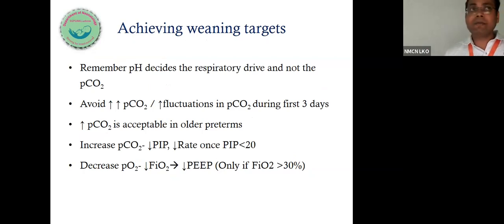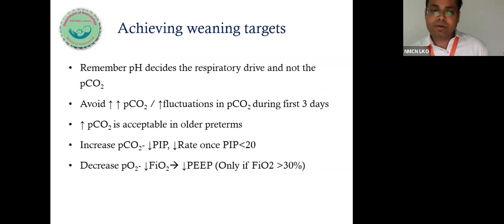One of the most important points is that we should remember that pH determines the respiratory drive, and it is not PCO2. So we can tolerate permissive hypercapnia in babies, but in the initial days we should avoid a rise in PCO2 of more than 65 millimeters of mercury, or increased fluctuations in PCO2. If we want to increase the PCO2 for practicing permissive hypercapnia, we can decrease the PIP and rate. And if we want to decrease the PO2 for permissive hypoxemia, we need to decrease the FiO2, and we should not decrease it to less than 5.